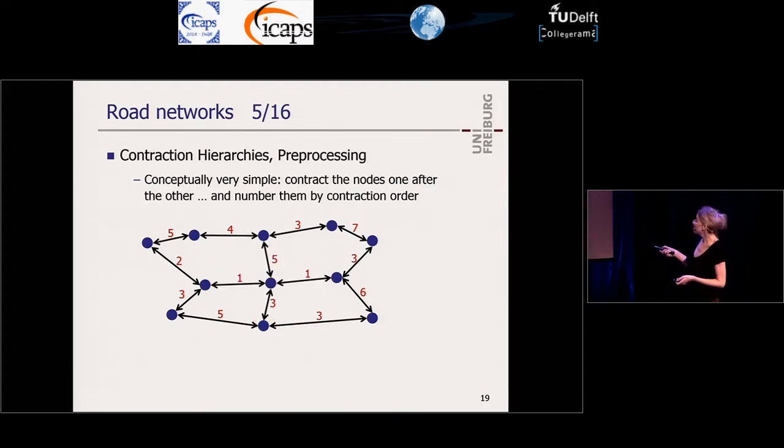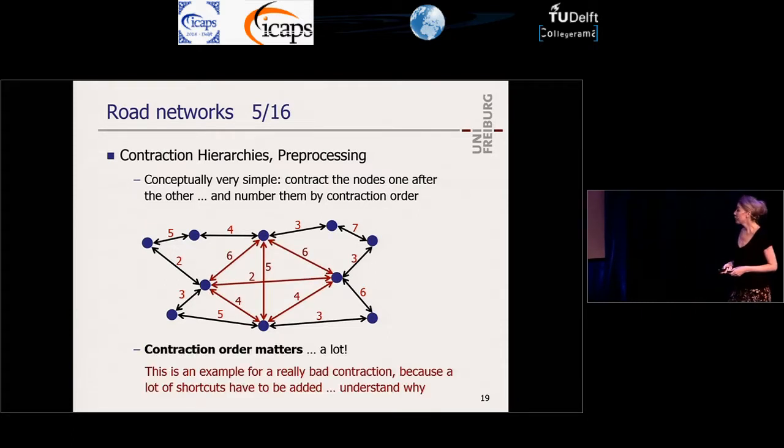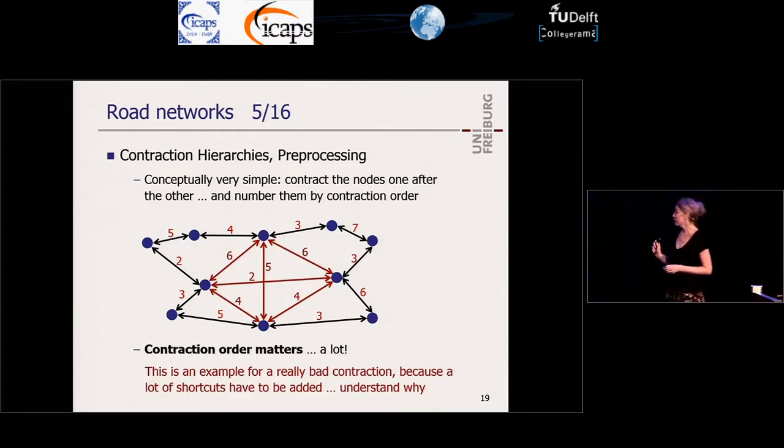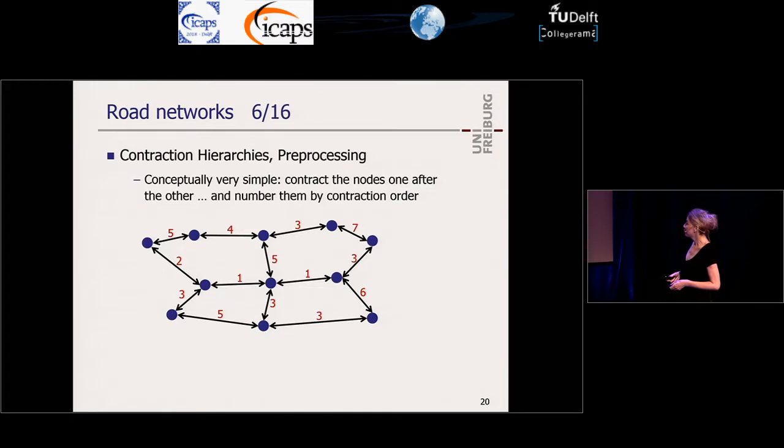Because I decided to contract a node which is on a highway, sort of, right? This is a very short cost. I'm interested in shortest paths. I'm starting by contracting a node on a highway. I should not do that. So contraction order matters a lot. This is the worst contraction you can do in this network. So we don't do it. We do a different one.